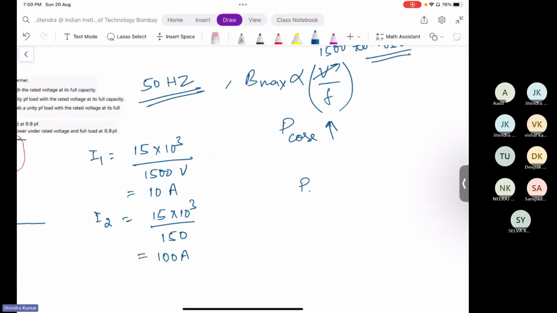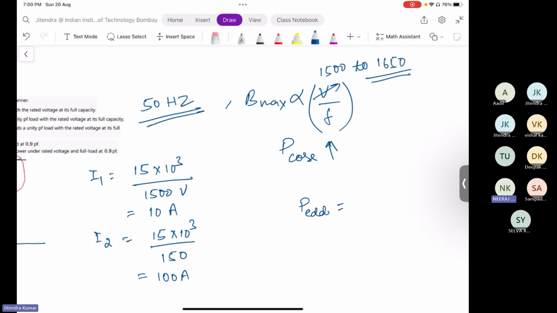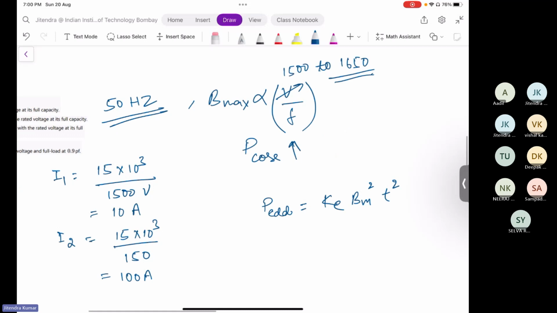So if you see eddy current losses, it is Ke V square, sorry, Bm square. Yes, sir, only V square, because Bm is directly proportional to V by F. So generally it depends on V by F square, and so they must provide some area or frequency information, but they generally avoid it to make such problems very simple. But in an ideal scenario, definitely core loss will also increase.